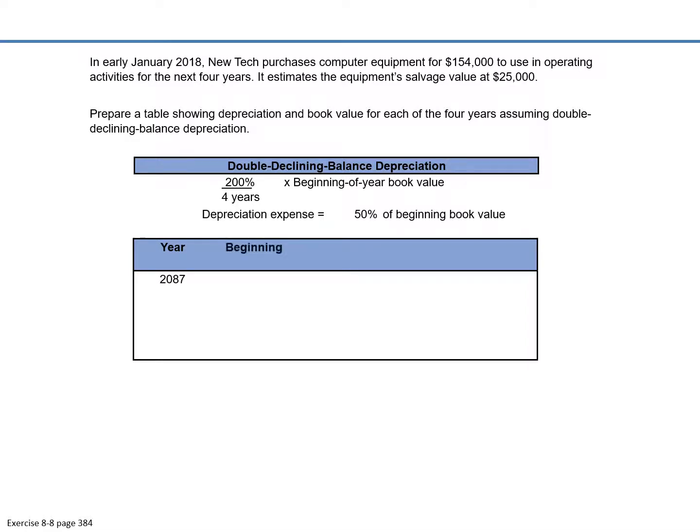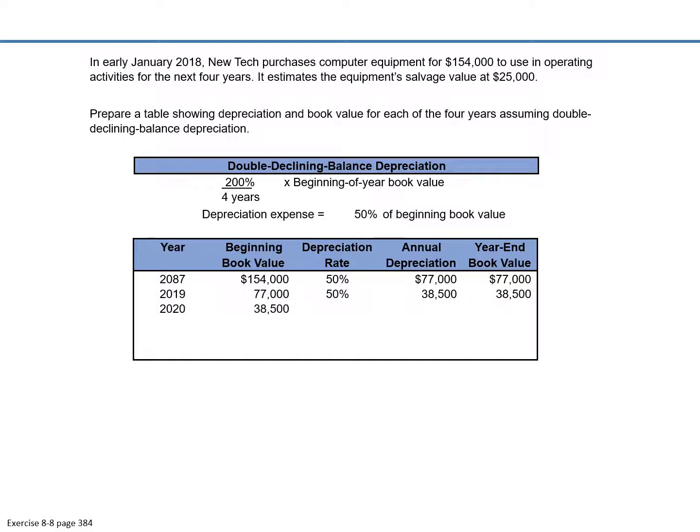So in 2087, I'm not really sure where they came up with that year. I think they mean 18. We have a cost of 154,000 times our rate of 50% equals annual depreciation of 77,000. So 154 minus 77,000 is 77,000. Then in 2019, we have a beginning value of 77,000 times 50% is 38,500. So 77 minus 38,500 is 38,500.